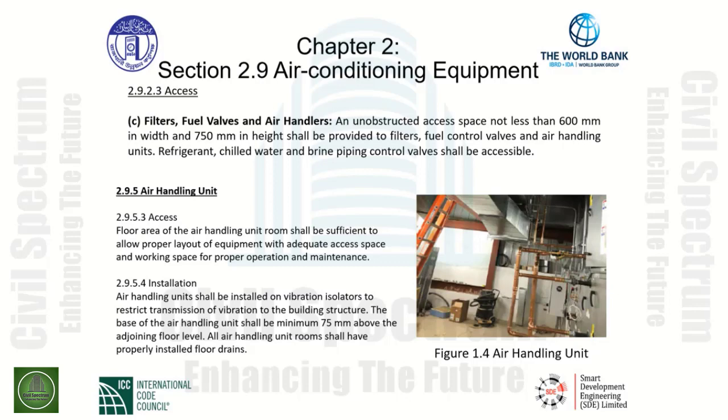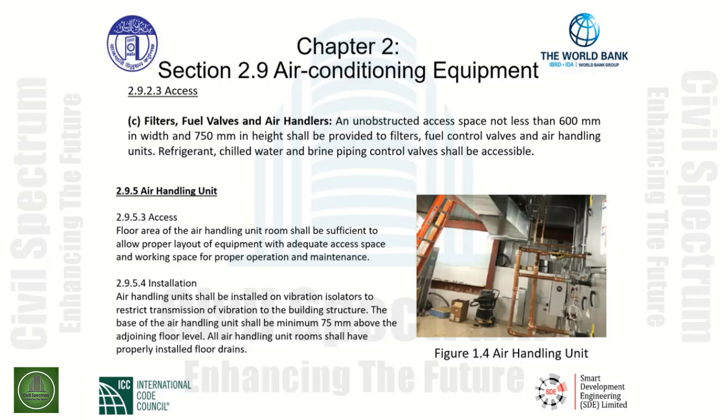Installation requirement is given to us in section 2.9.5.4 and states the requirement as air handling units shall be installed on vibration isolators to restrict transmission of vibration to the building structure. This is important, especially when we have blower motors, things of that nature that transmit vibration to different parts of the structure.